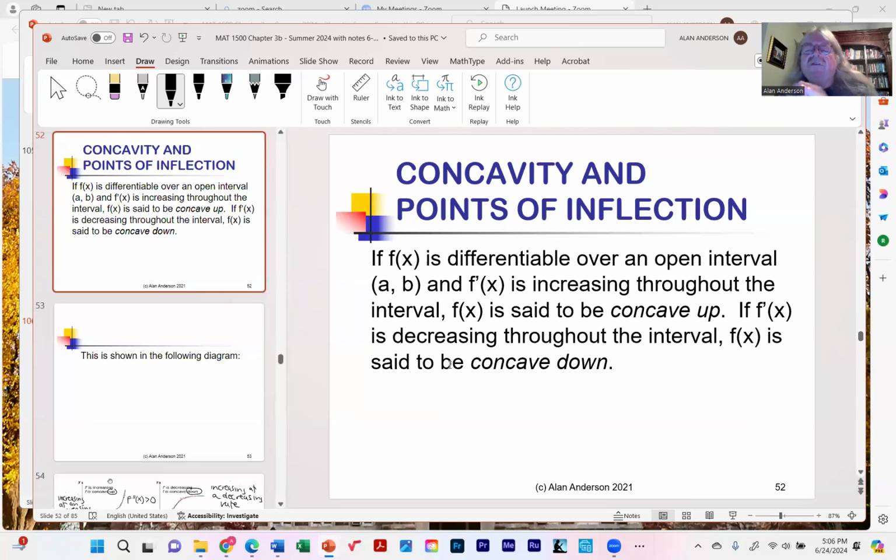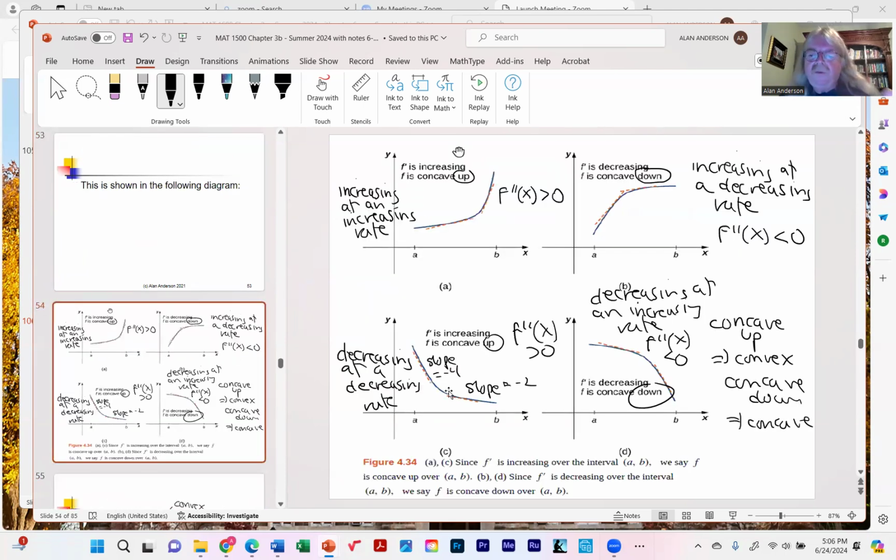If f of x is differentiable over an open interval, and the first derivative is increasing throughout that interval, f of x is said to be concave up. Otherwise, it is concave down if f prime of x is decreasing. So now again, this is a graph that we saw earlier. We didn't use this terminology.